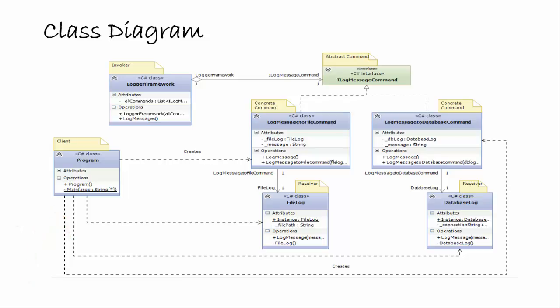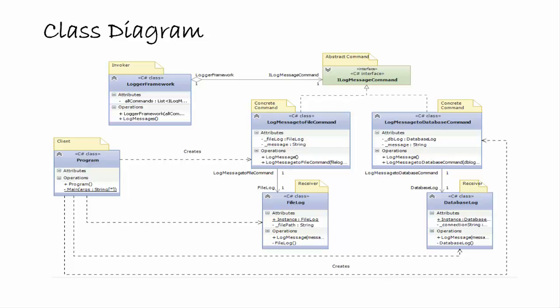So the right hand side on the top, we have the abstract command, which is a C# interface ILogMessageCommand, which just has one method called LogMessage. And that's implemented by the two concrete commands, LogMessageToFileCommand and LogMessageToDatabaseCommand. Each of these commands will hold reference to the sink or where the message will be logged.